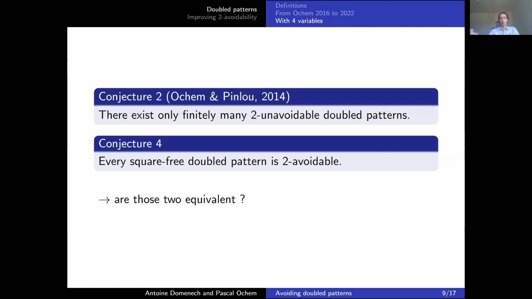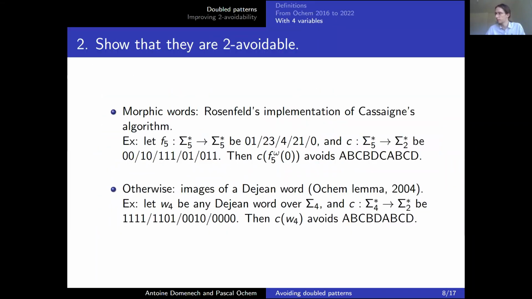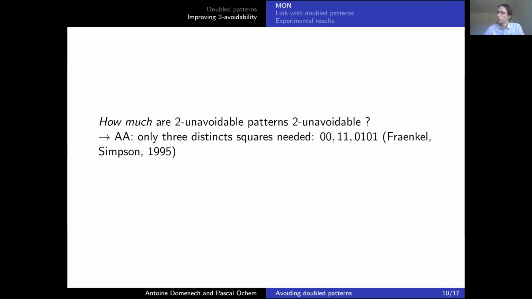And now we'll take a closer look at the dichotomy between avoidability and unavoidability. We already did this a bit, if you recall, because we talked of growth rates, and growth rates are a way to distinguish between avoidable formulas, to compute how much they are avoidable, but there could be another way. A result by Frankel and Simpson in 1995 is that you can build an infinite word that contains only 3 squares.